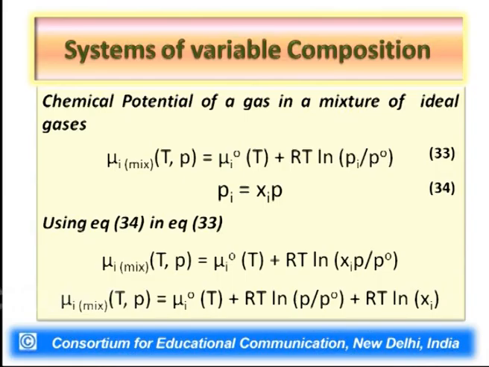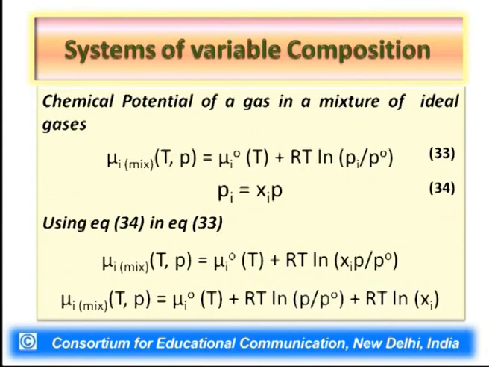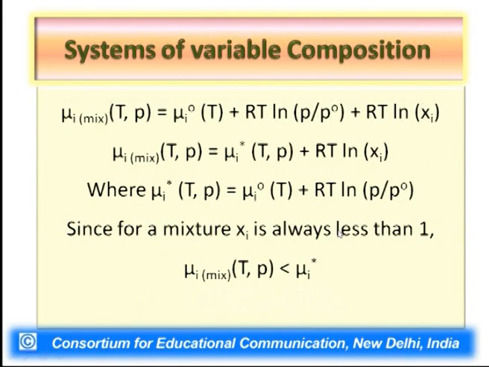Alright, having said this, now it is time to understand in what way the chemical potential of a gas varies when it goes into a mixture. What we discussed a couple of minutes ago was how the chemical potential of a pure gas is related to pressure, how it is related to temperature, and what it actually means. Now we need to see in what way the chemical potential of a gas will be different from that of a pure component.